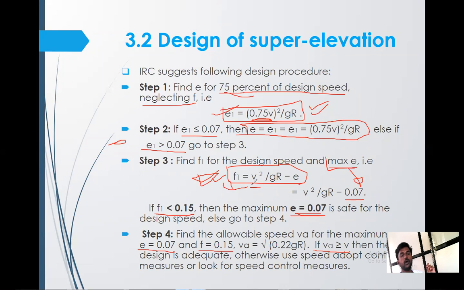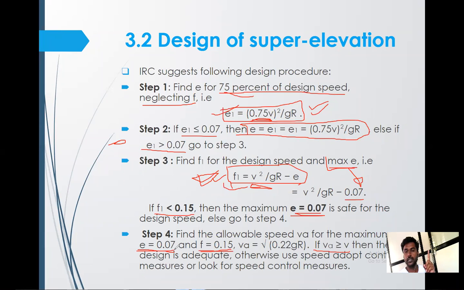Okay, at that time we have to design the velocity by keeping the value of F as 0.15 and the value of E as 0.07. By keeping E equal to 0.07 and F equal to 0.15, whatever velocity we get, that velocity is considered as the allowable speed of the vehicle on that curved road. Okay, that we have to remember.